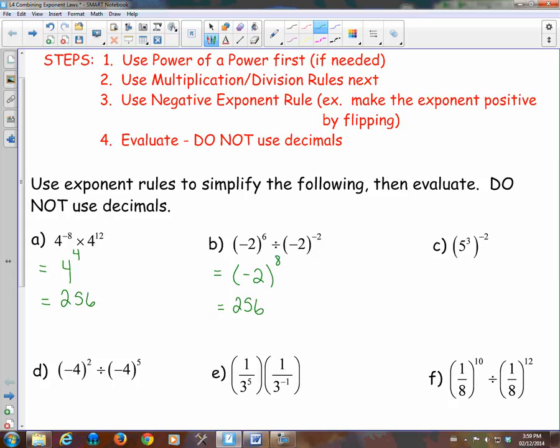C, I have 1 base and 2 exponents, so that's my power rule. I'm going to multiply my exponents and keep my base. Negative 6. I'm left with a negative exponent, so I flip it around and make it into a fraction. And by making it a fraction, that means that I get rid of my negative. So I've got 1 over 15,625.